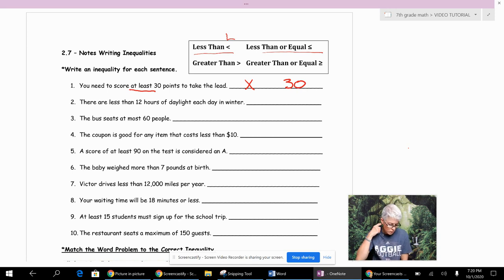And so now let's focus back here at the problem. At least means I might give you the 30, and then X can be more than the 30. It can be greater than the 30.